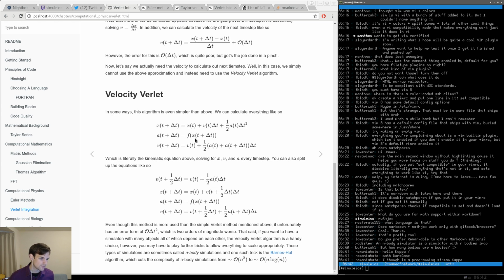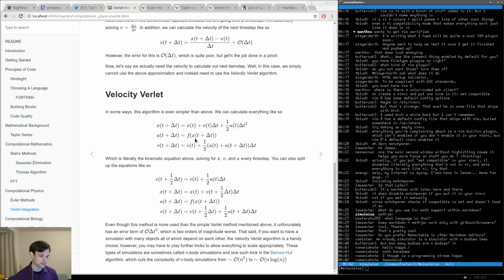Okay, let's read this. Even though this method is more used than the simple Verlet method above, it unfortunately has an error term of O(dt squared), which is 2 orders of magnitude worse. That said, if you want to have a simulation with many objects, all of which depend on each other, the velocity Verlet algorithm is a handy choice. However, you may have to play further tricks to allow everything to scale appropriately. These types of simulations are sometimes called n-body simulations, and one such trick is the Barnes-Hut algorithm, which cuts the complexity of n-body simulations from O(n squared) to O(n log n). Yeah, this is okay, I think. I feel like it's kind of clunky.